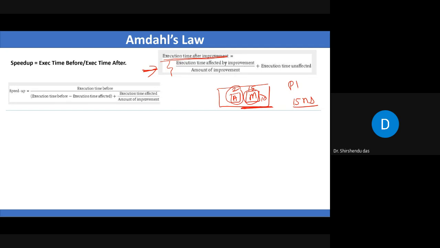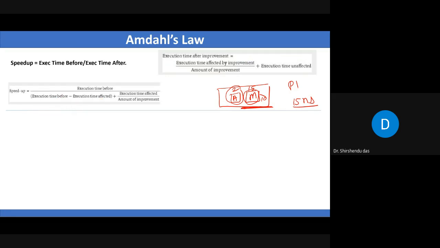unaffected. So this gives you execution time after improvement. This same concept you can write in this format. Execution time unaffected can be written as execution time before modification minus execution time affected. So these two are the same thing.